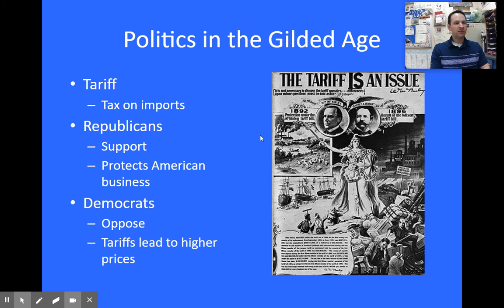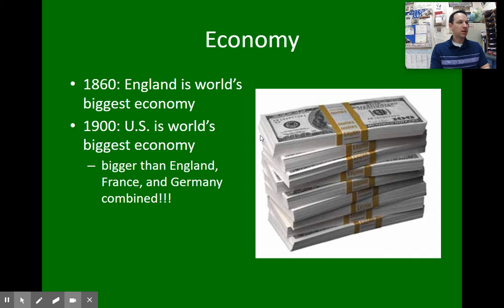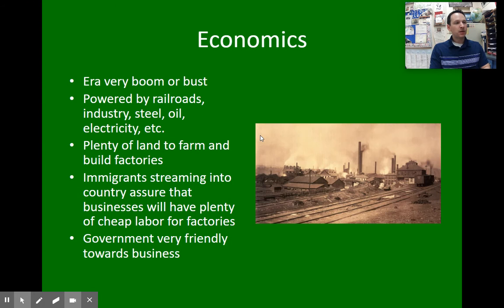Democrats opposed the tariff because they said that the tariff raises prices on American goods. If you have more imports and less tariffs, you would have lower prices because there'd be more competition. America's economy at this time is the largest in the world. By 1900, we are the world's largest by far, bigger than England, France, and Germany combined.